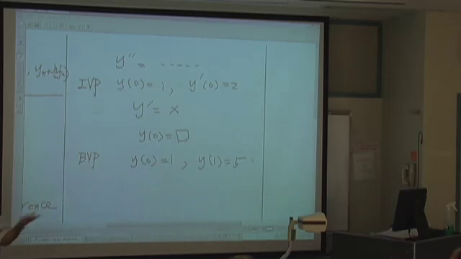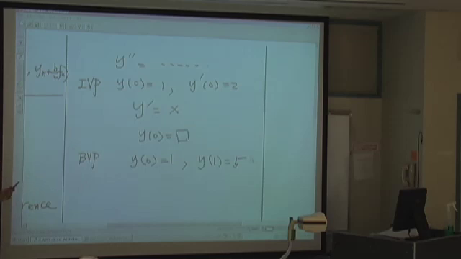Two numbers are provided, right? Two numbers are provided. Similarity. What is the difference? One gives the derivative value at initial time. The other gives us the value at some boundary time. So similarity and difference. This is called the boundary value problem.